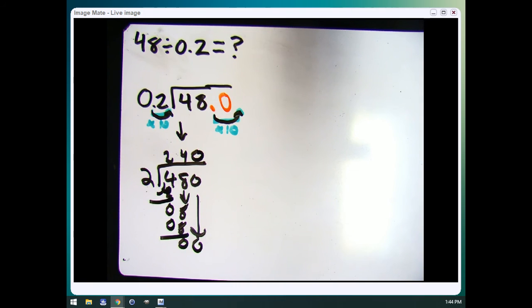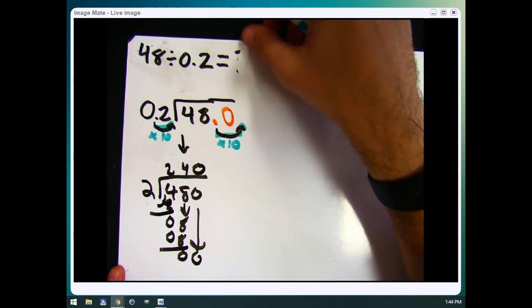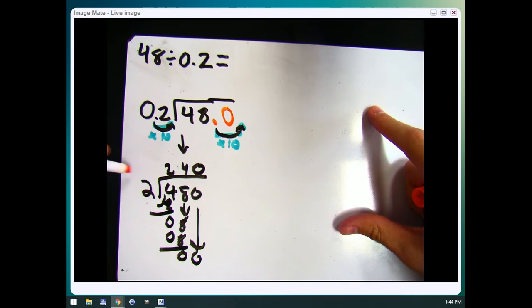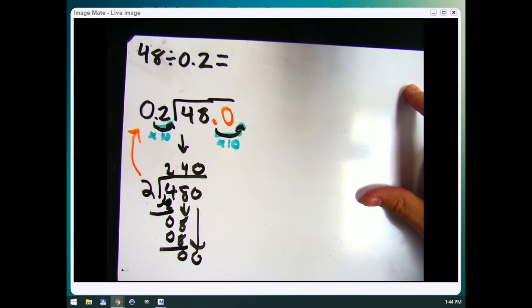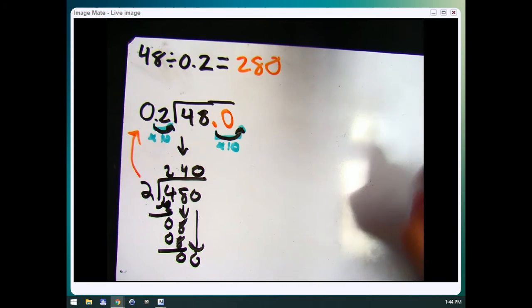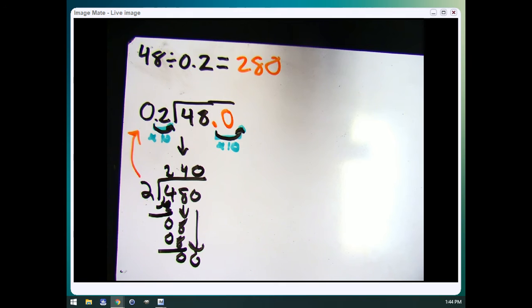I get 240. Now, even though it looks like what I'm saying is 480 divided by 2 is 240, it is also saying that 48 divided by 2/10 is 240. That doesn't change. It has to do with the fact that we shifted decimals inside and outside of my division symbol. Whatever you do on the outside, you've got to do on the inside.